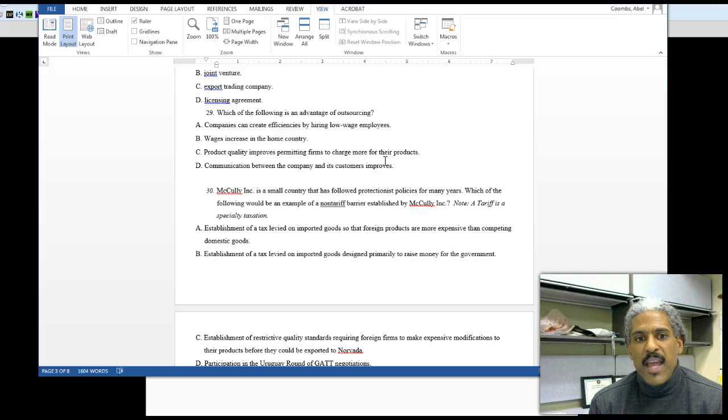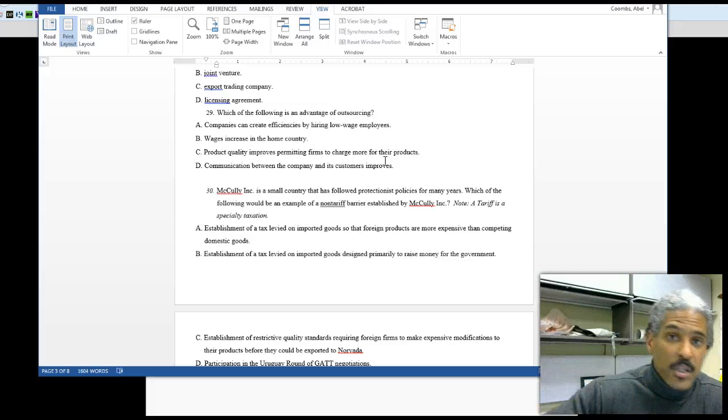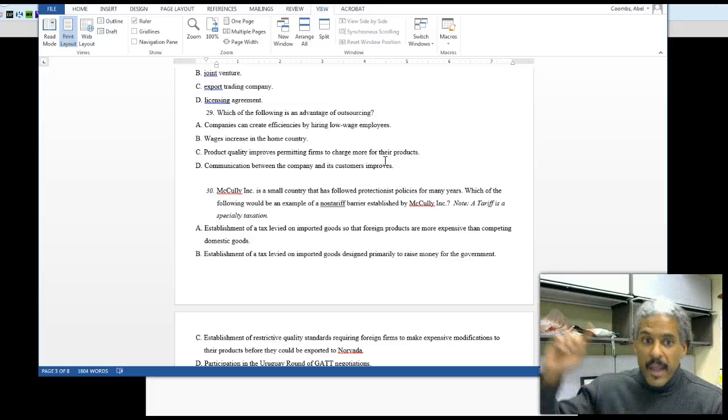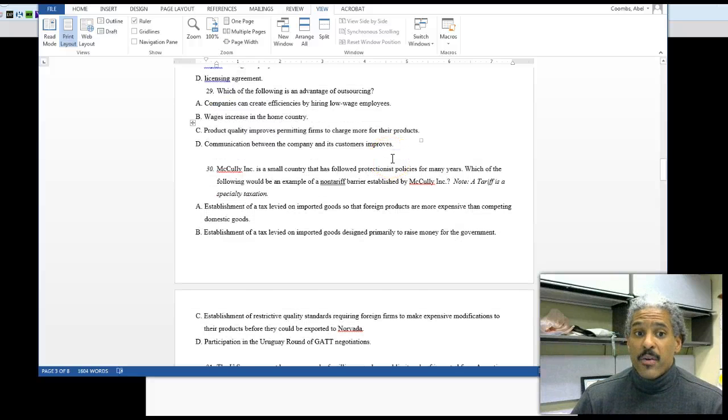29, which of the following is an advantage of outsourcing? The correct answer here is A. Companies can create efficiencies by hiring low-wage employees, right? I'll use those guys over there that are cheaper than my guys over here. So that's an advantage, lower cost. The whole reason why I use another company.